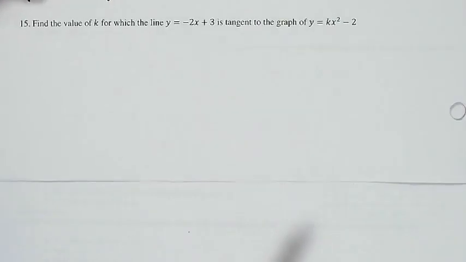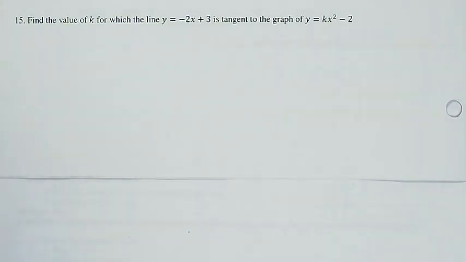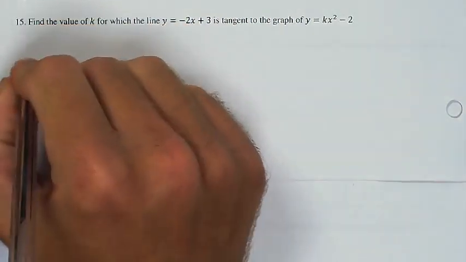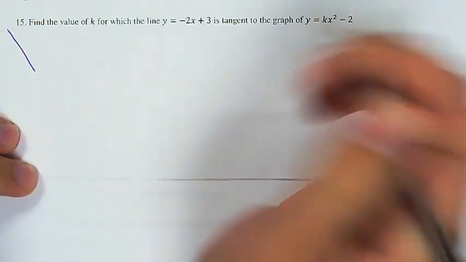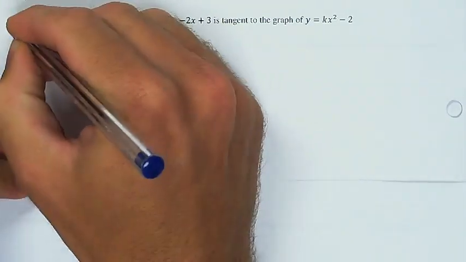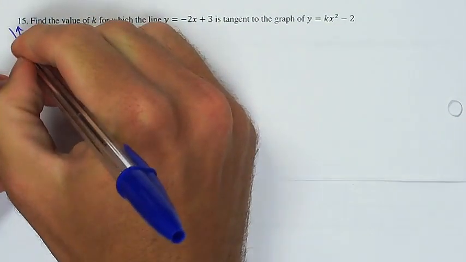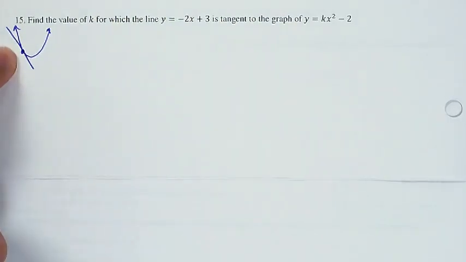Right, then I'm going to find the value of k for which this line is tangent. This is the one that I was thinking was going to happen sooner. So we're going to say that the line y equals negative 2x plus 3, say it looks like that, and y equals kx squared minus 2. I don't know if it's going to be a parabola like that or the other way because we haven't solved for k yet. But my point is that if this line is tangent, then they need to have the same y coordinate and the same slope.